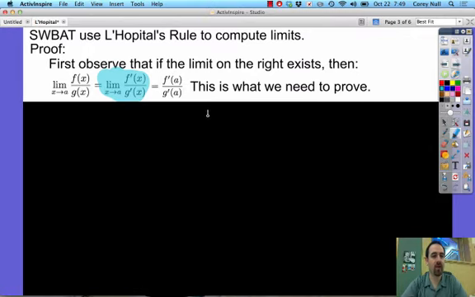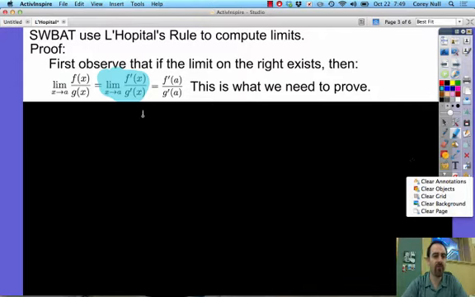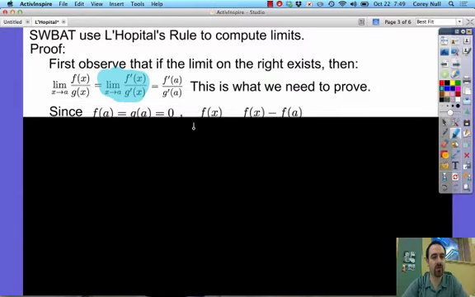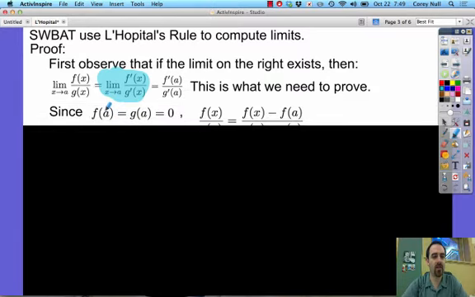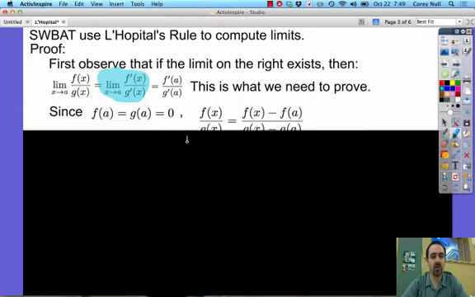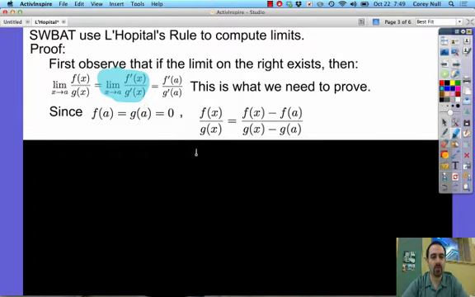So let's start at the beginning. One of the presuppositions here is that if we start with this ratio, and if I plug in a, here and here, I get 0 over 0. It also works for infinity over infinity, but we're just going to use the 0 over 0. What that means is if I plug in a, I get 0 on the top and 0 on the bottom. So here's something I can do. Since that's true, then f of x over g of x, as we approach a, is the same as f of x minus f of a, because f of a is 0, over g of x minus g of a, because g of a is 0.